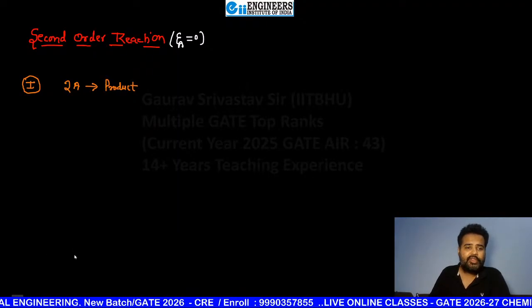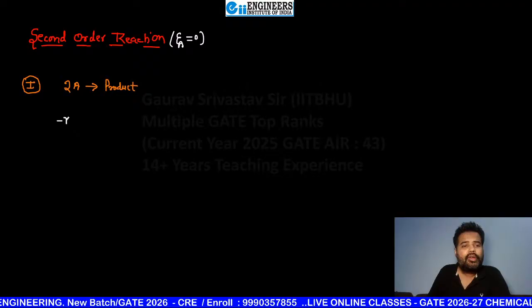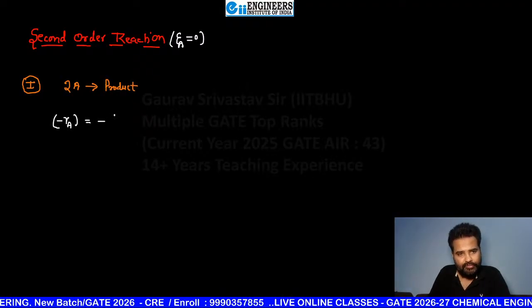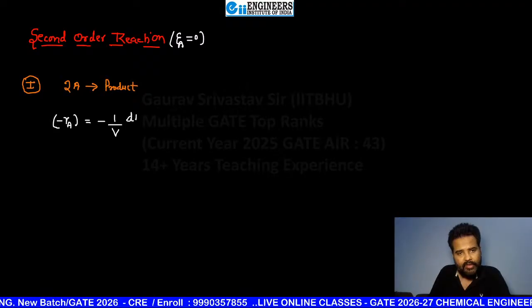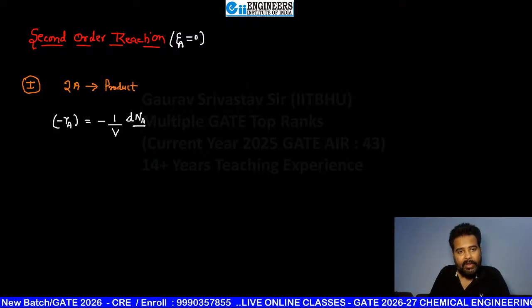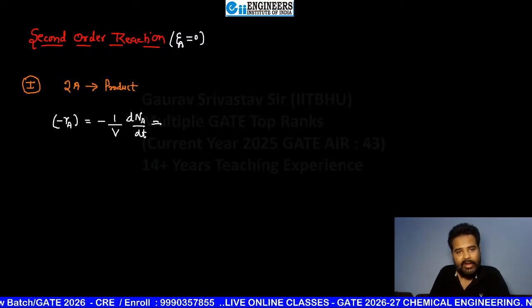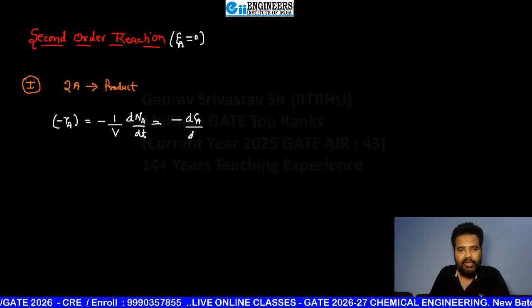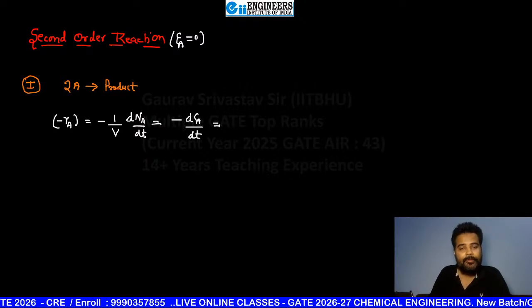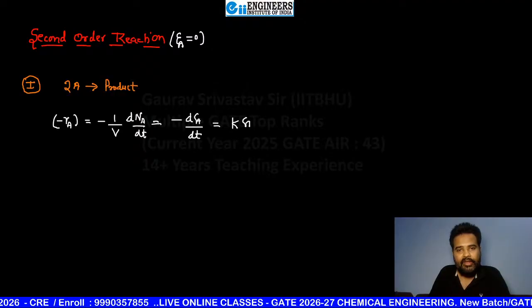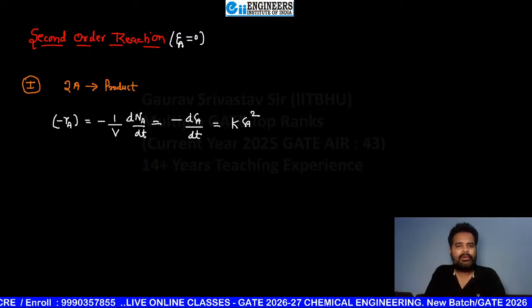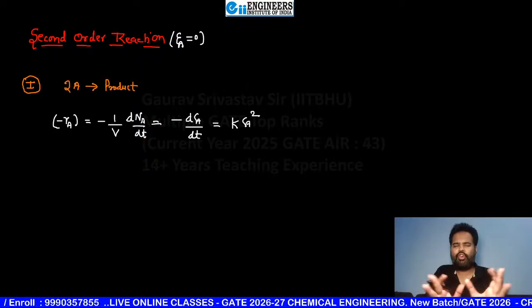So for this case, my dear students, the rate expression can be written as minus Ra is equal to minus 1 by V dNa by dt, that equals to, because epsilon is equal to 0, I can mention it as minus dCa by dt, and that can be written as k Ca square. Again, it looks like a first order linear differential equation of variable separable type. So this time, do the integration for me.